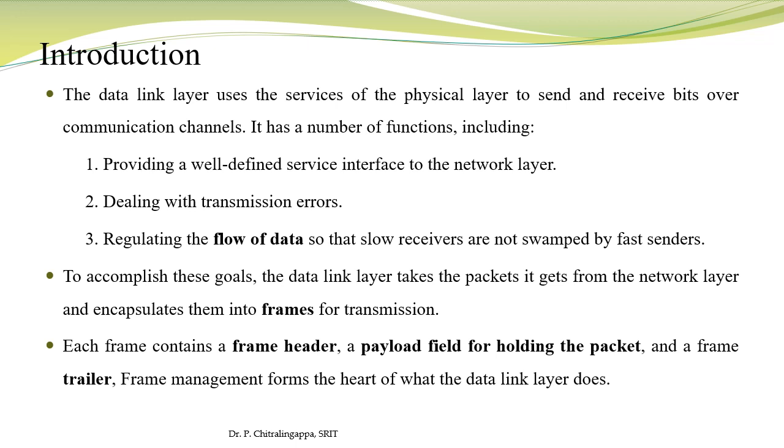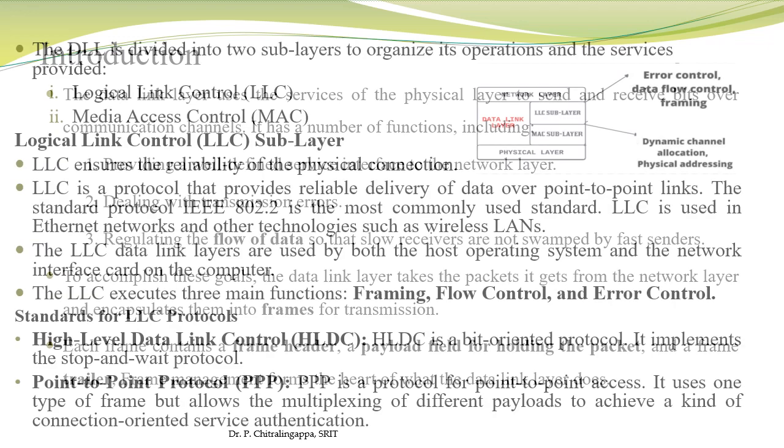The first is providing services to the upper layer as well as the lower layer, dealing with transmission errors, and regulating the flow control. These are the three important services or functions of the data link layer. The data link layer mainly deals with frames. A frame is a combination of the header and trailer followed by the payload. Payload is nothing but the original data.